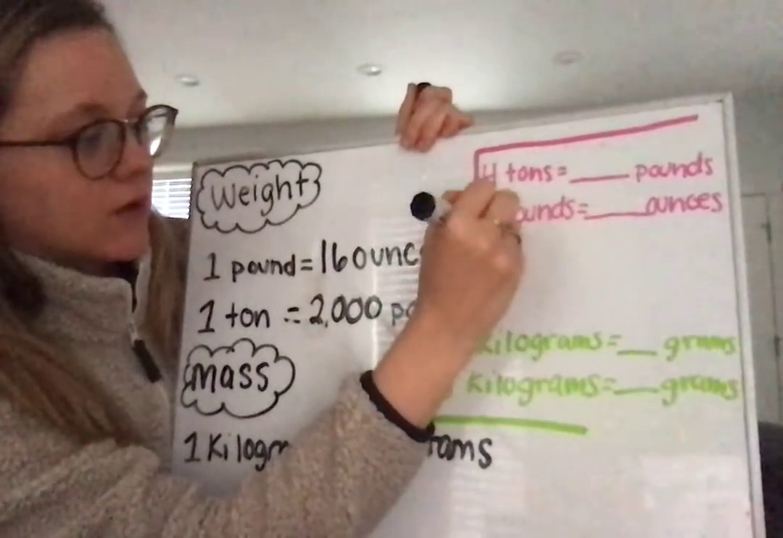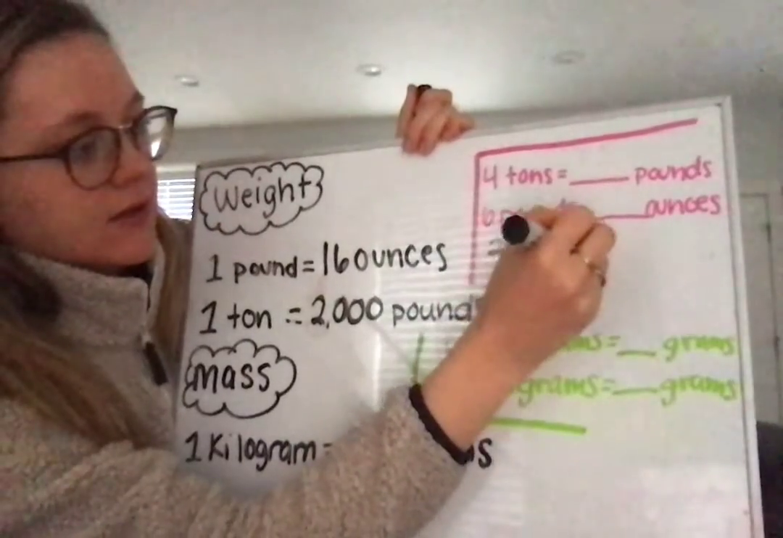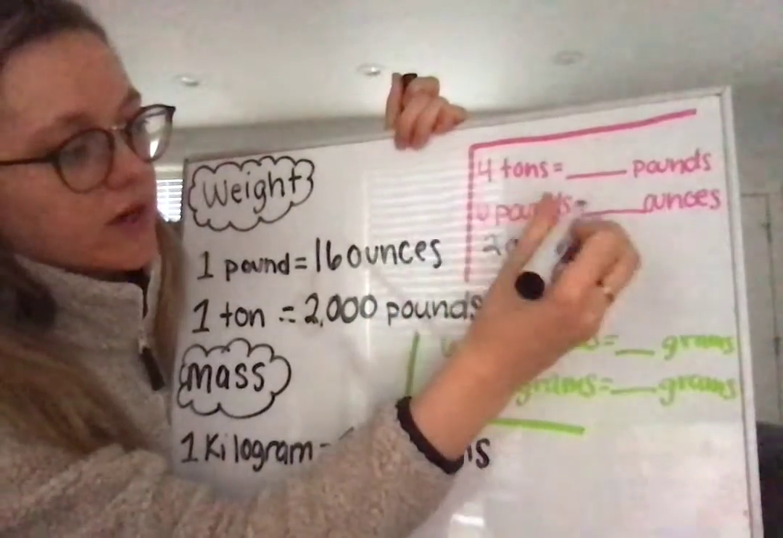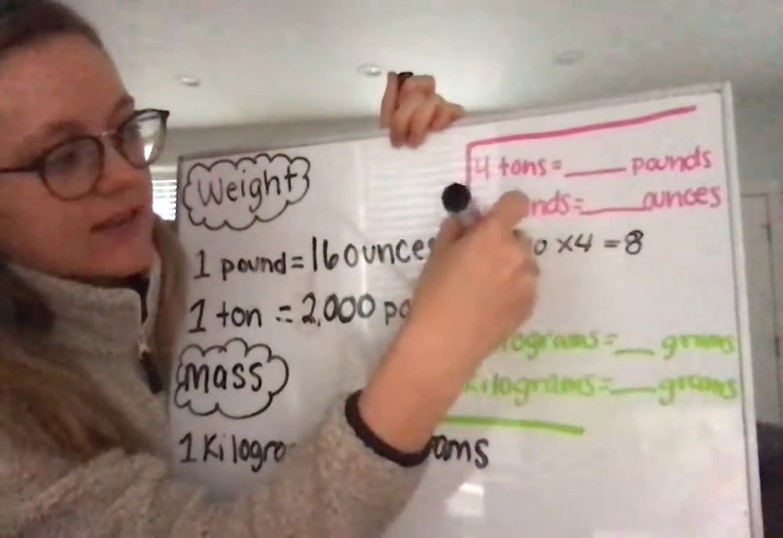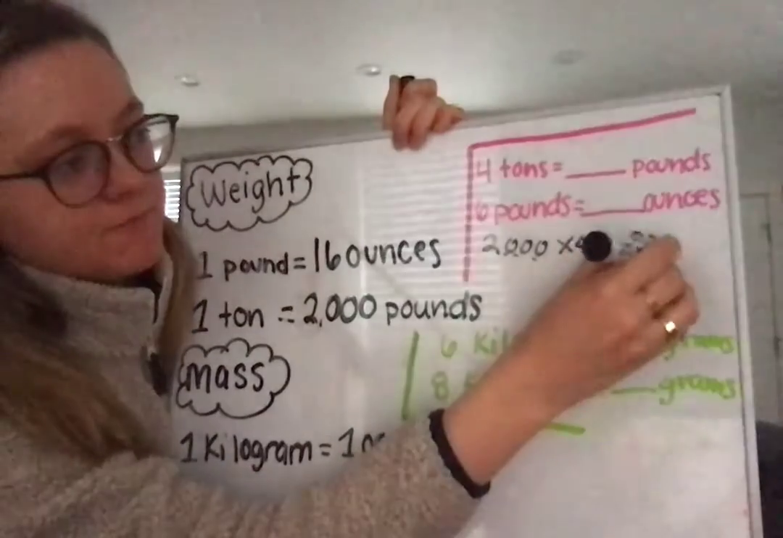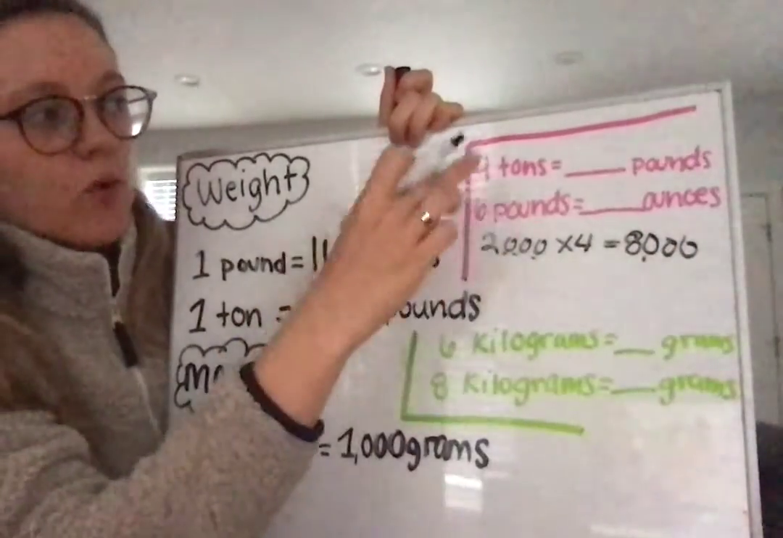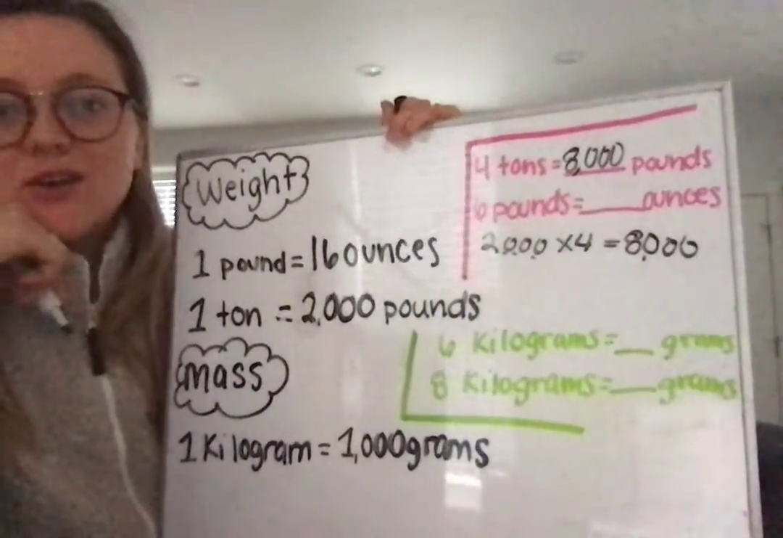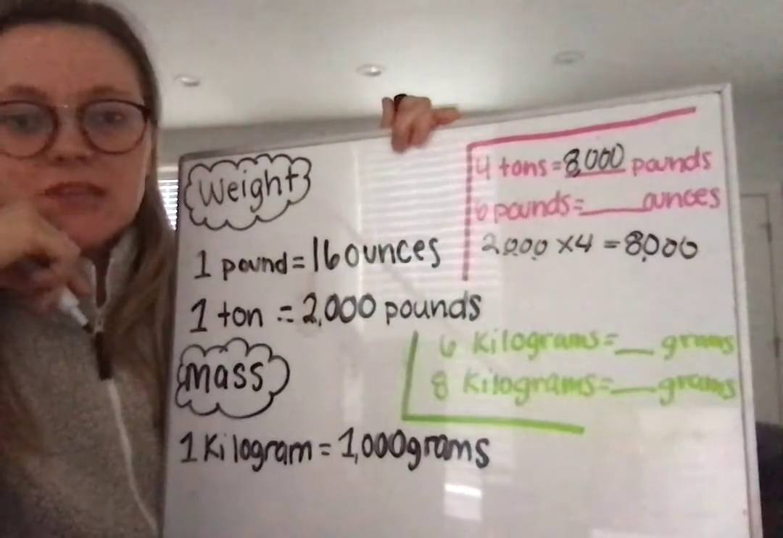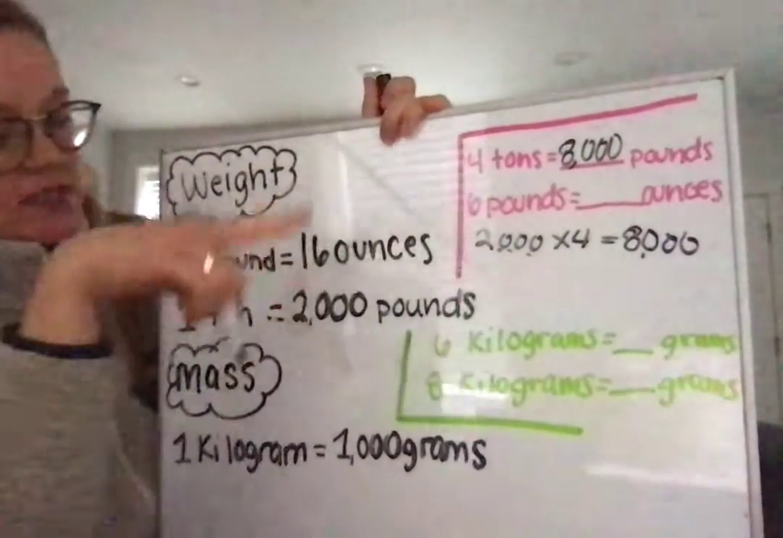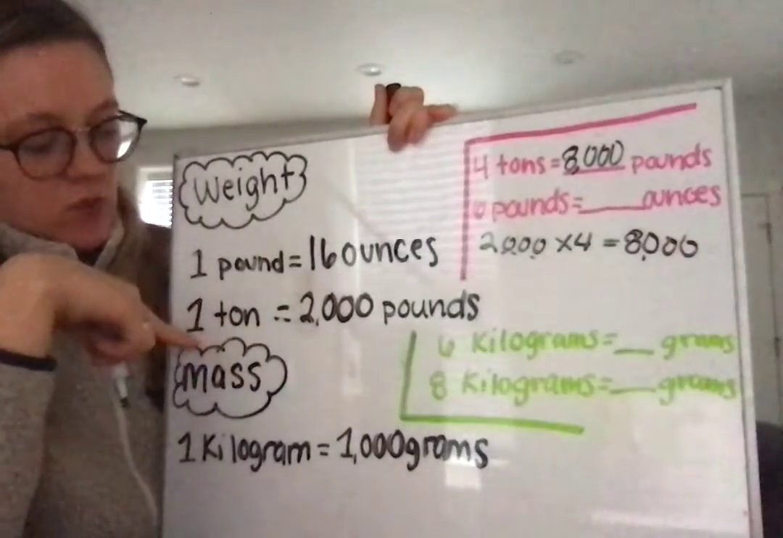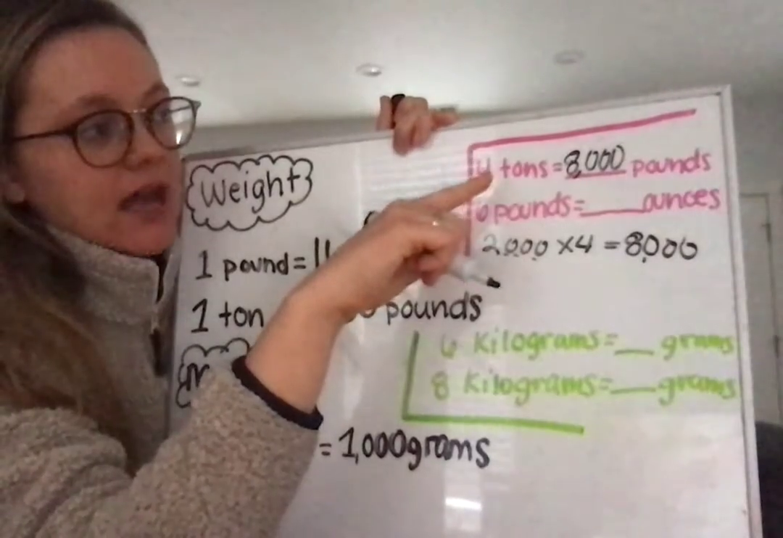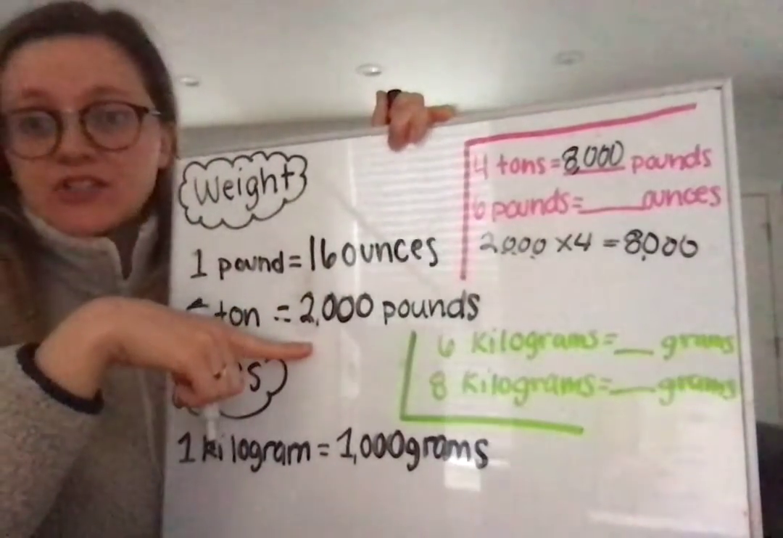If I do 2,000 times 4, I can ignore my 3 zeros. I can do 2 times 4 equals 8, and then I need to add those 3 zeros back on. So 4 tons is equivalent to 8,000 pounds. So again, I took 4 and I multiplied it by 2,000 because 1 ton equals 2,000 pounds. So if I want to know what 4 tons equals, I need to multiply 4 by that 2,000.